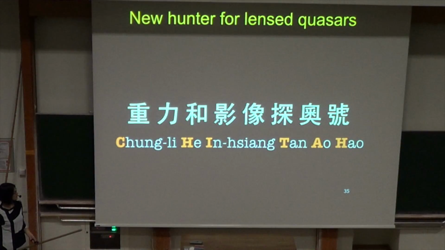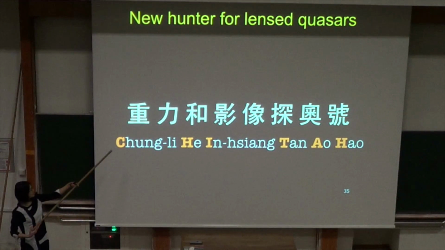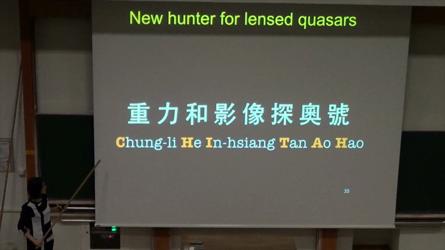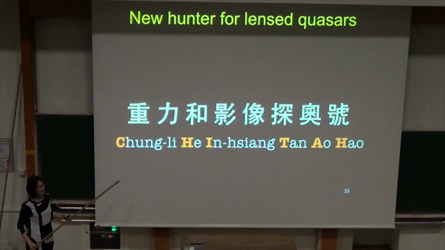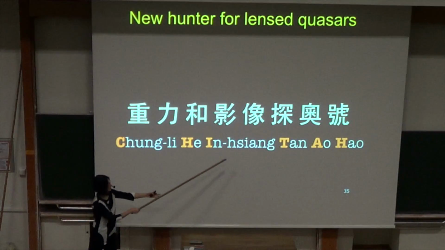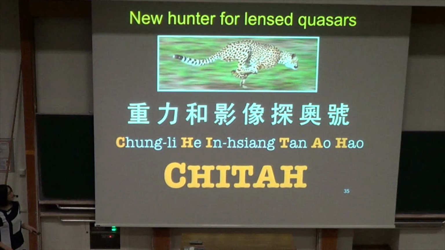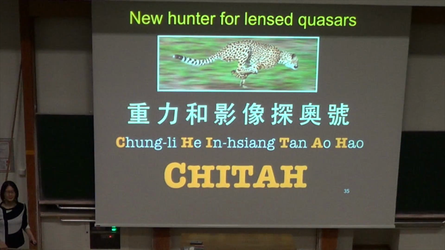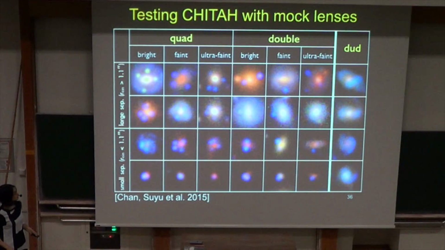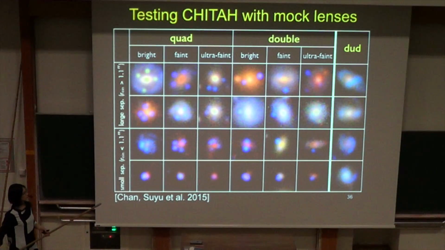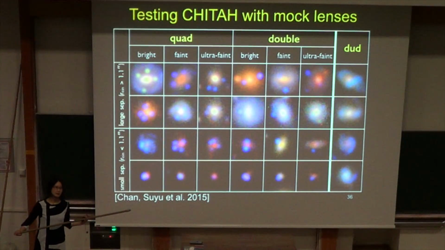For those of us who need some help with pronunciation, here's the direct transliteration of the robot's name. From this we built an acronym, CHITAH, and that is our Euclid lens hunter. We have tested CHITAH with mock lenses and also real systems observed with the Hawaii telescope.